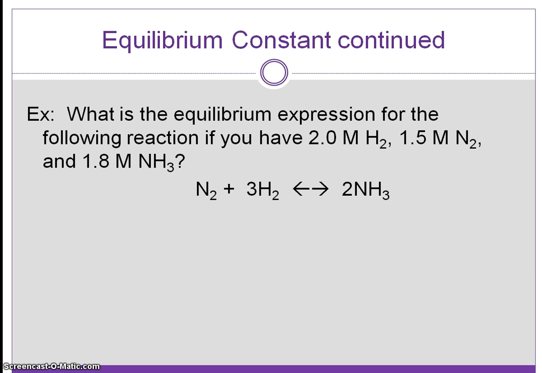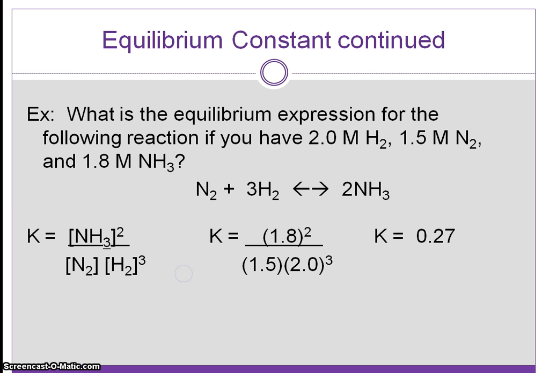So if this is our reaction, we're going to set up the fraction for K before we actually calculate it. What you're going to do is take the products, in this case you just have one, it's NH3, put it in brackets, and raise it to the power of the coefficient that it has. Since there's a 2 in front of it, you're going to raise it to the second power. So this is what I'm talking about right over here. Put the products on top, and take that coefficient and make it an exponent.